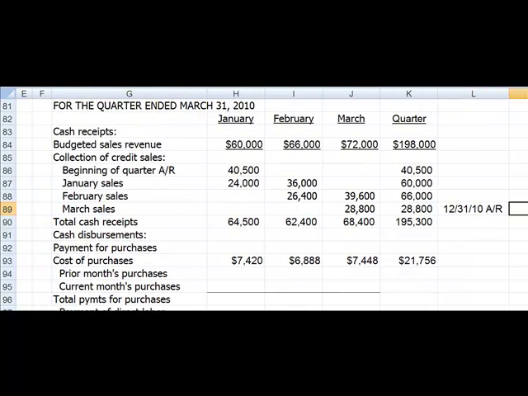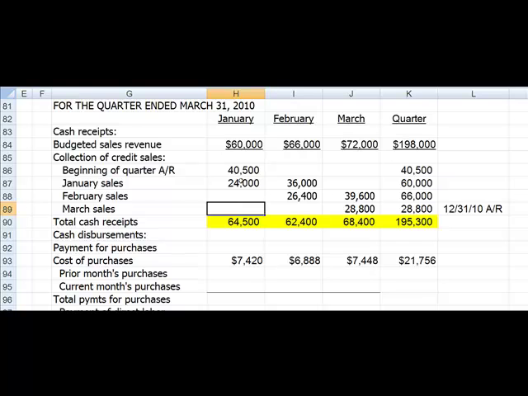So in the first part of this demonstration, we've completed the cash budget. I'm sorry, we didn't complete the cash budget, we completed the cash receipts. The next section will be the cash payments. So I'm going to make that a separate demonstration of cash payments. So this demonstration has showed you how to do the cash receipts, and we now have our cash receipts for January, February, March, and the quarter.